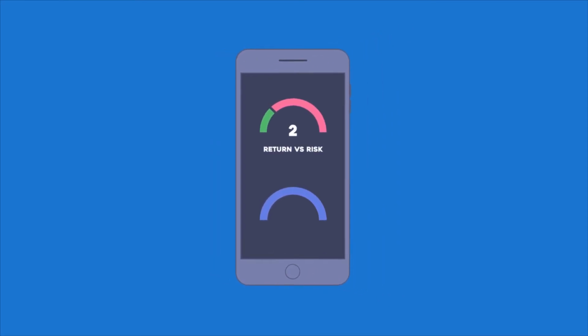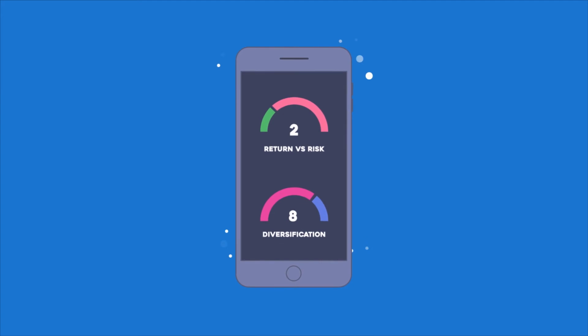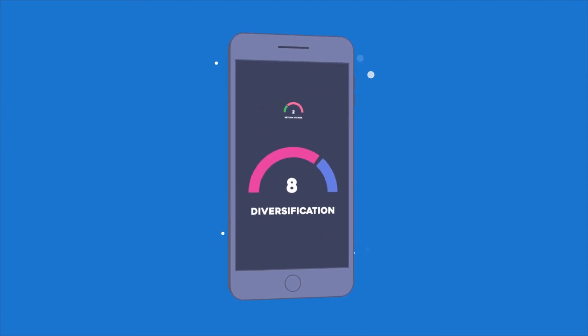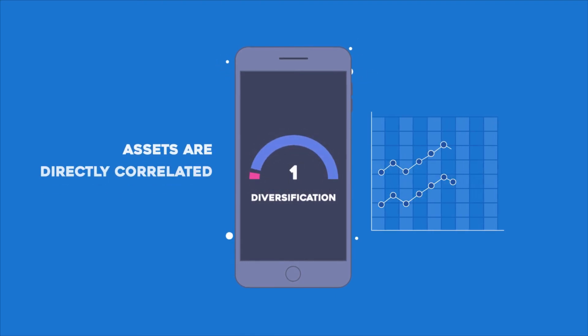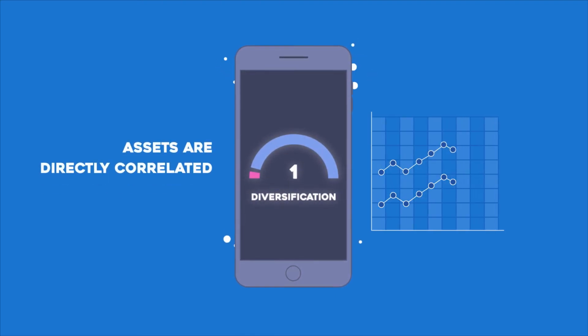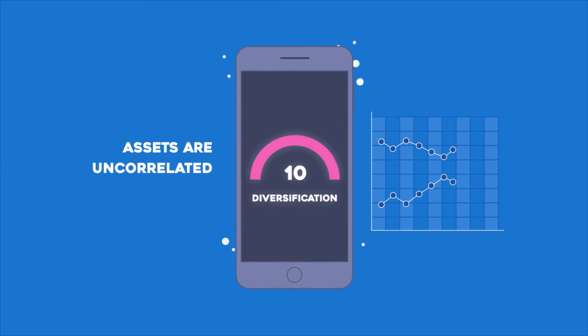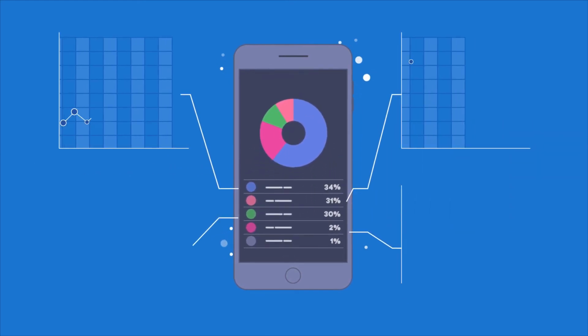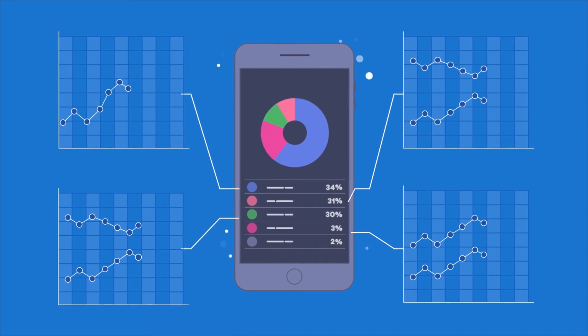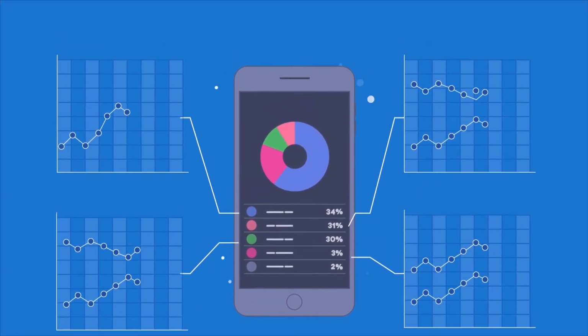Included within the app is a diversification algorithm that automatically calculates the level of diversity among your investments and returns a score. The value is represented on a 1 to 10 scale, with 1 being an indication of directly correlated assets and 10 representing uncorrelated assets. The algorithm is calculated from the historical returns of your portfolio to determine whether they are correlated or not.